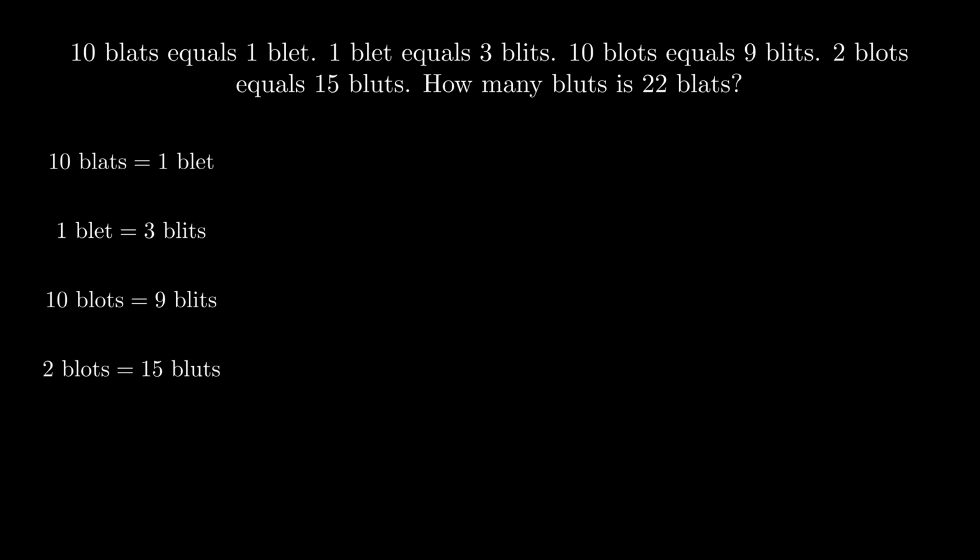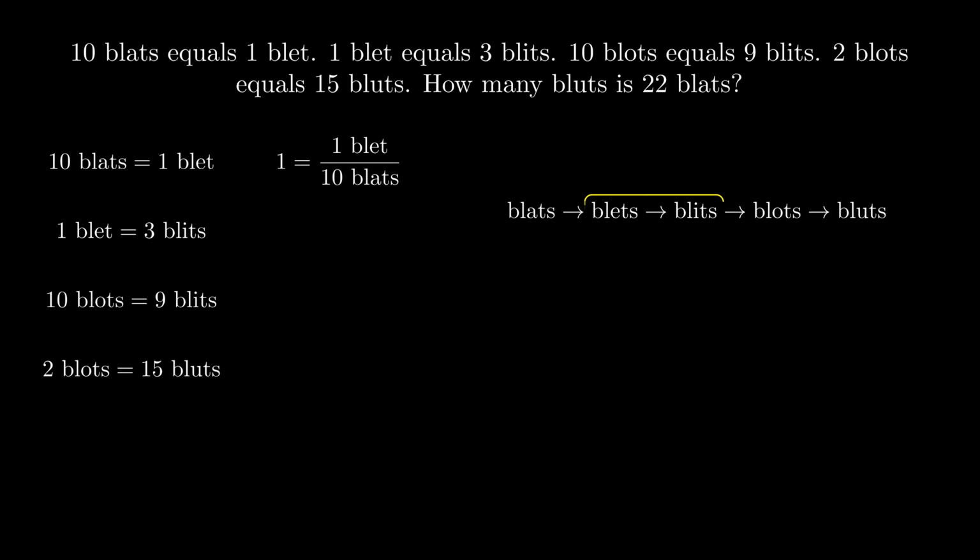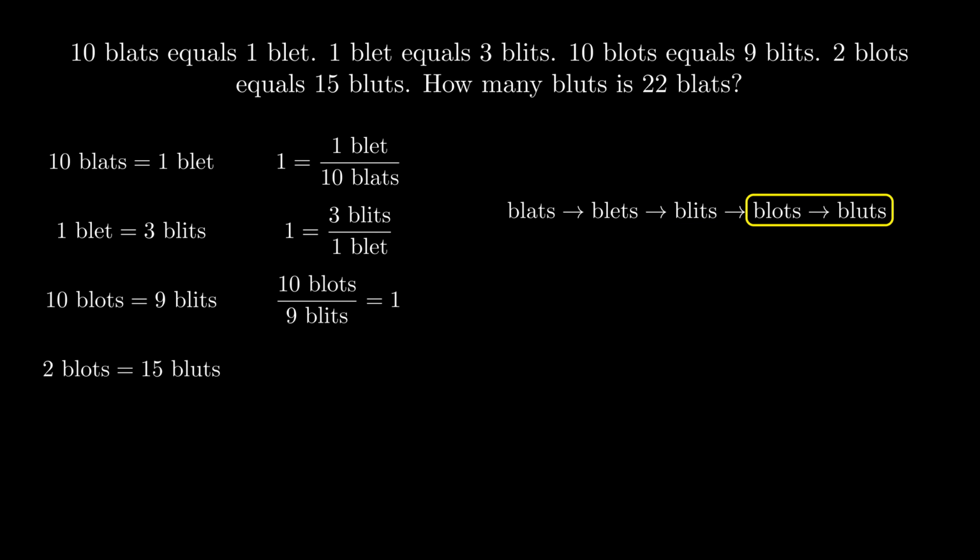Next, realize that we are converting our 22 blats to bluts. In order to do this, we need to make intermediate conversions, from blats to blets to blits to blots to bluts. Next, divide each equation accordingly so that we get our conversion factors. Finally, we multiply our conversion factors together and cancel like factors from the top and bottom.